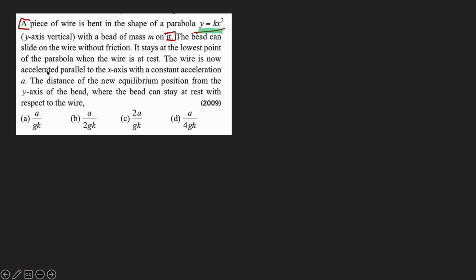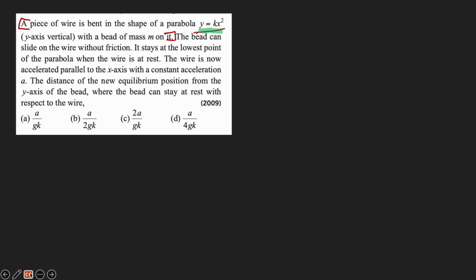Today we are going to discuss a problem from laws of motion. This is 2009 JEE Mains. This question is from 2009 JEE Mains. Okay, so let me go through the question.